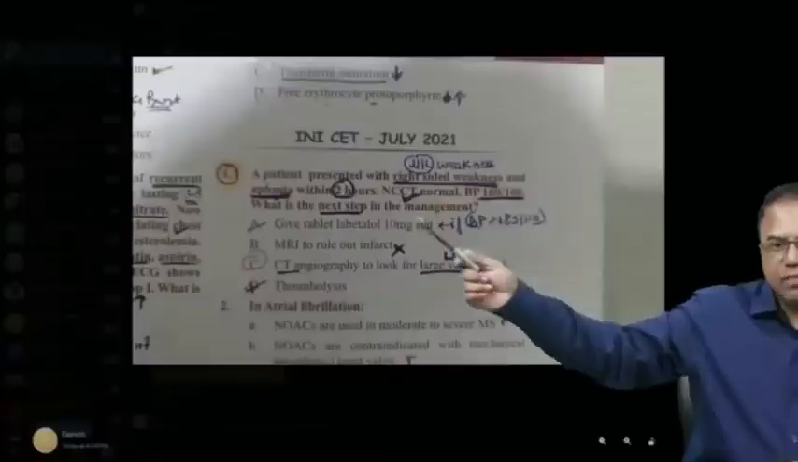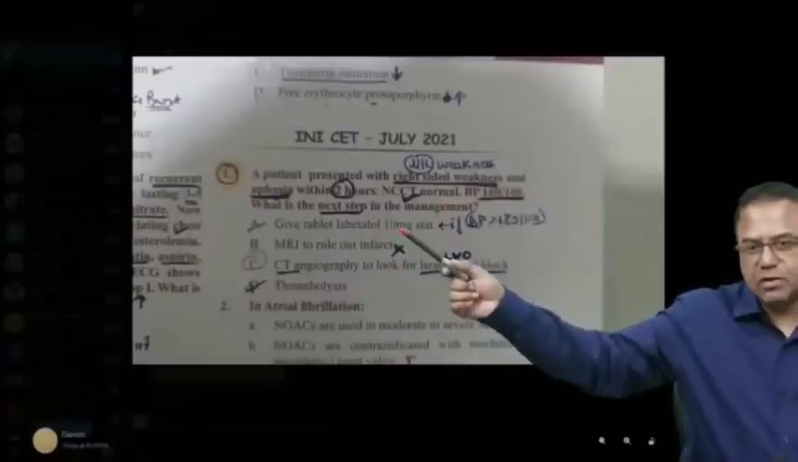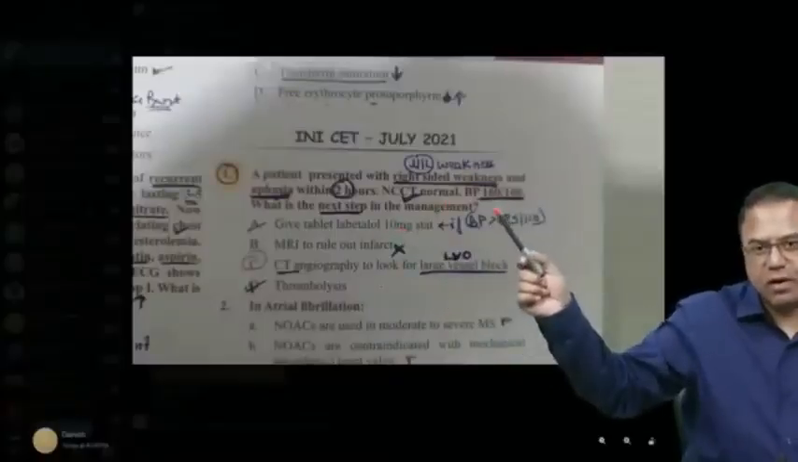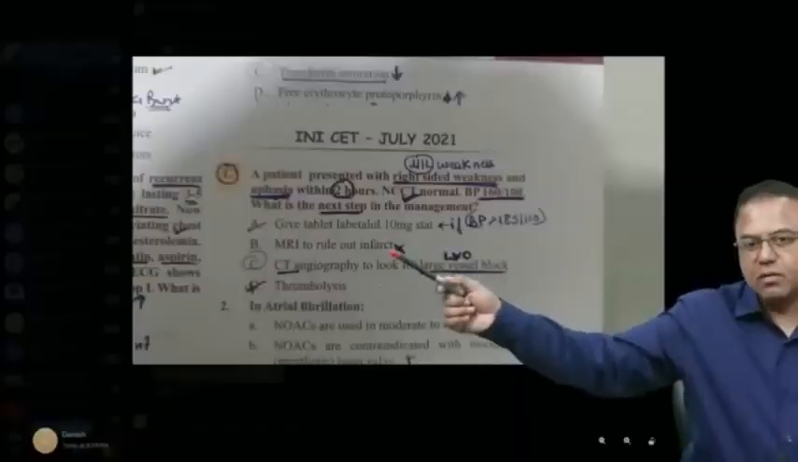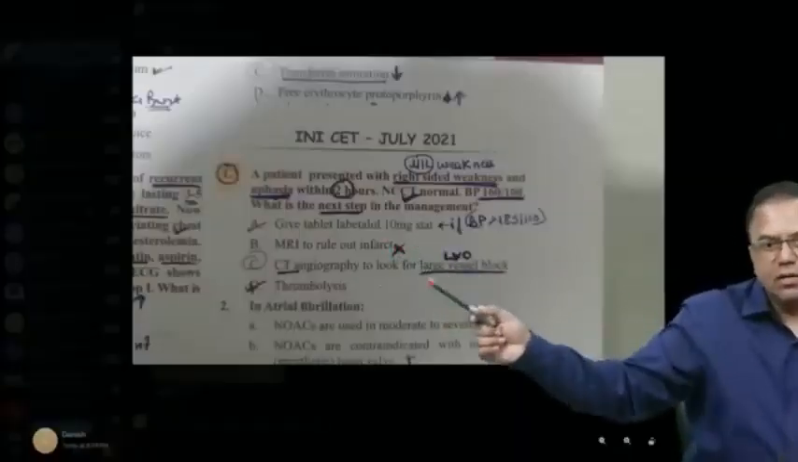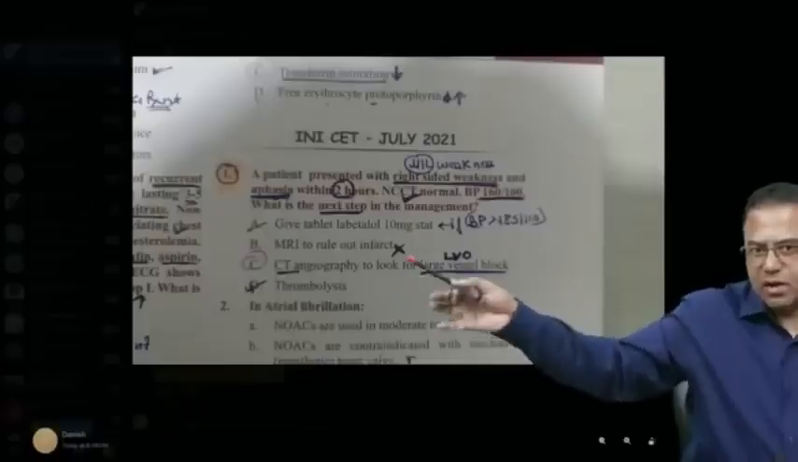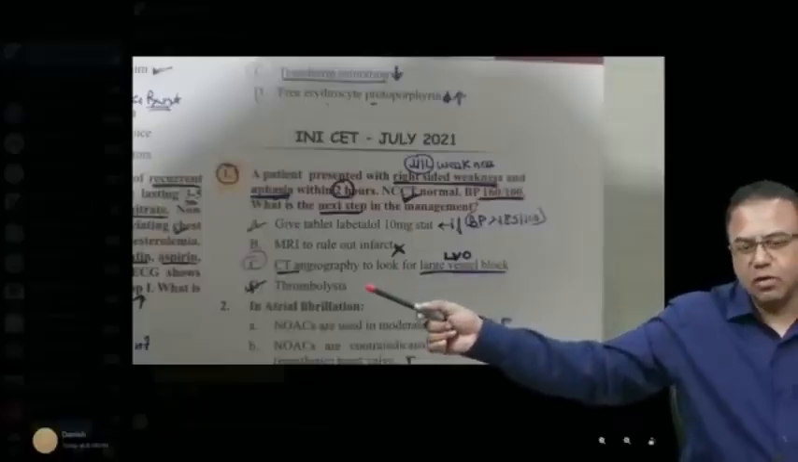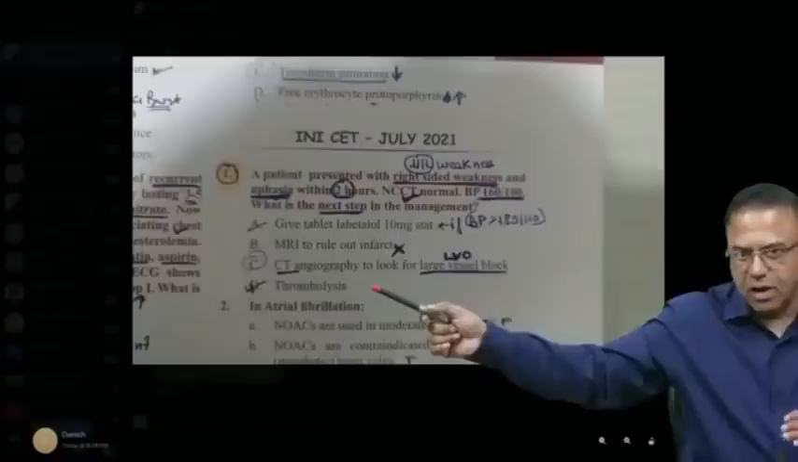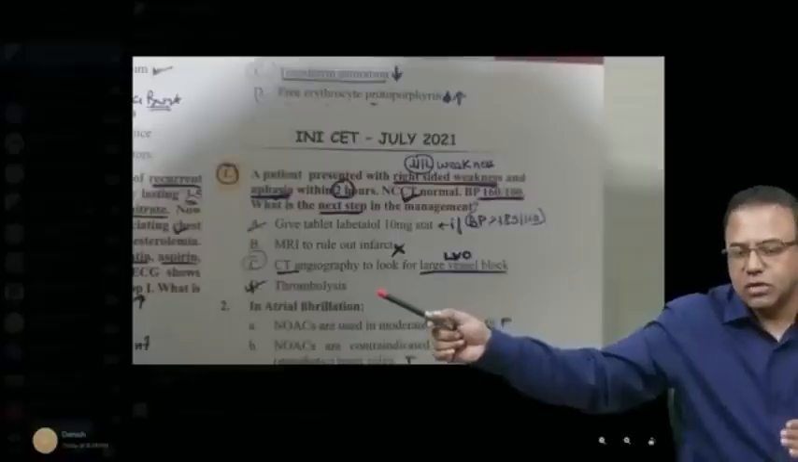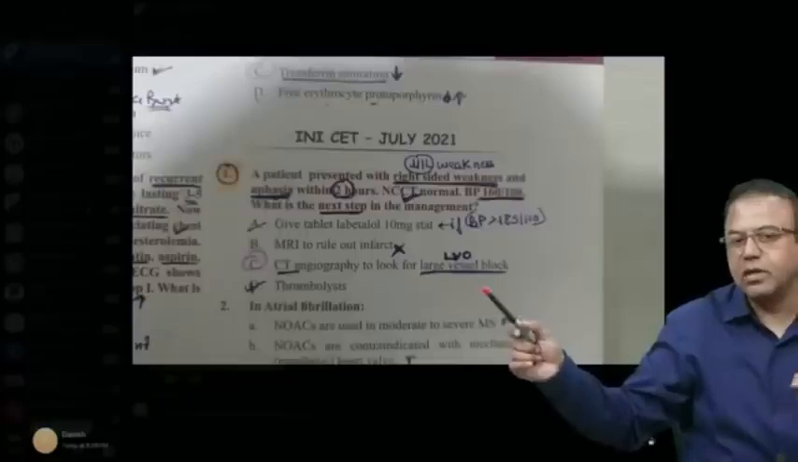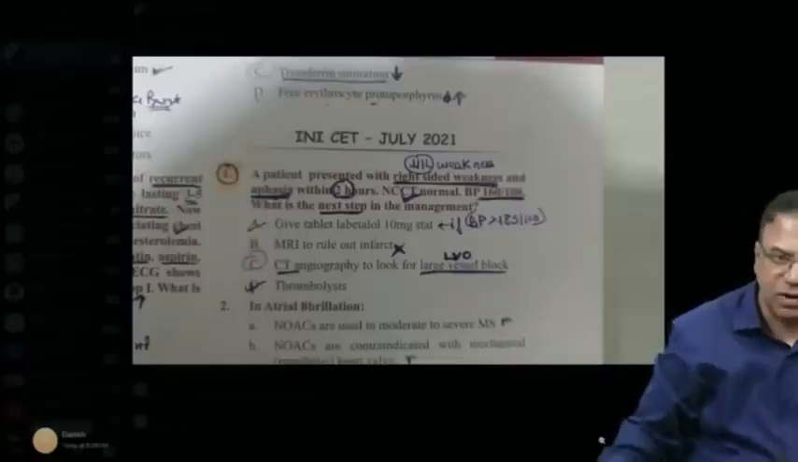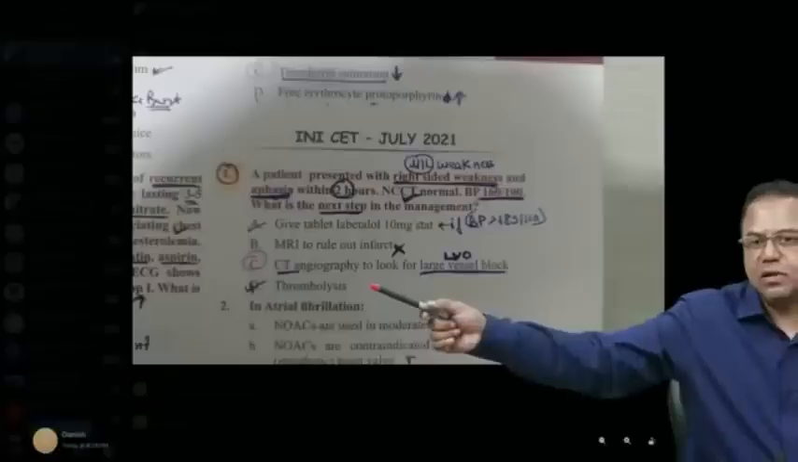So what's the next step? Giving labetalol is out because BP is already below 185/110. MRI, I told you, is a crime if you do it in the first 1.5 hours. You're going to waste half an hour and a lot of neurons will die. CT angio is not the answer. As per the clear guidelines, the answer is thrombolytic therapy. Give thrombolytic, follow the guideline, then do CT angio. If CT angio despite thrombolytic still shows large vessel occlusion, then take the patient to the cath lab and do a mechanical thrombectomy. So the correct answer here is D.